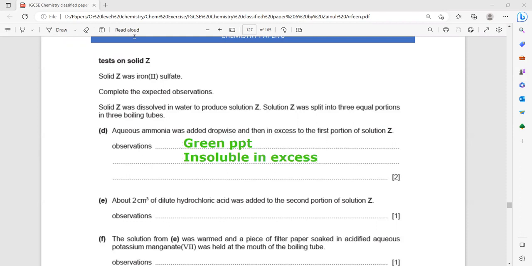The second one, 2 cm cube of hydrochloric acid was added to a second portion. When we add hydrochloric acid, what is the expected observation? There will be no visible change or no reaction, because this is not a carbonate or a metal. You can say no visible change or no effect. Both are correct.